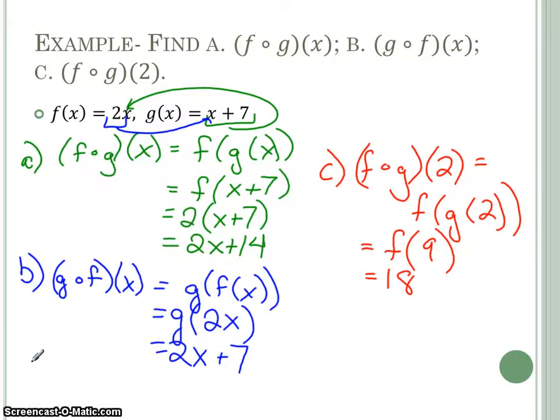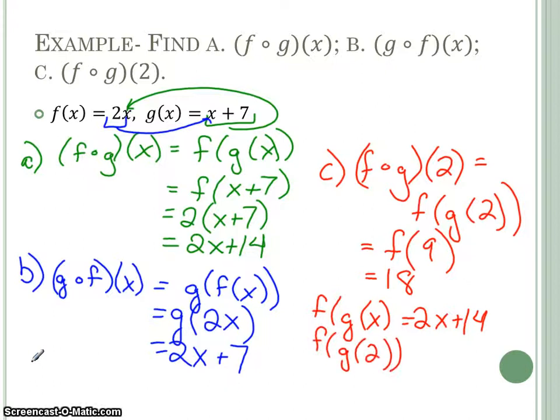How else could we find that? Well, we found f of g of x, which we said was 2x plus 14. So if we want f of g of 2, so I lost a parenthesis, we can just replace that x with a 2. Well, 2 times 2 gives 4, plus 14 will give us that same 18.